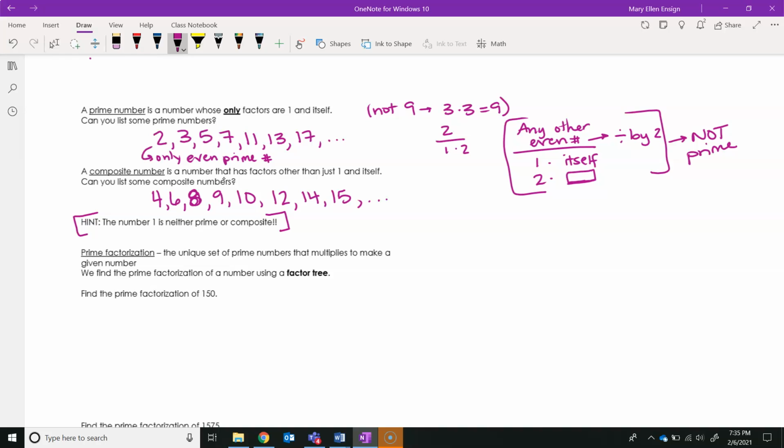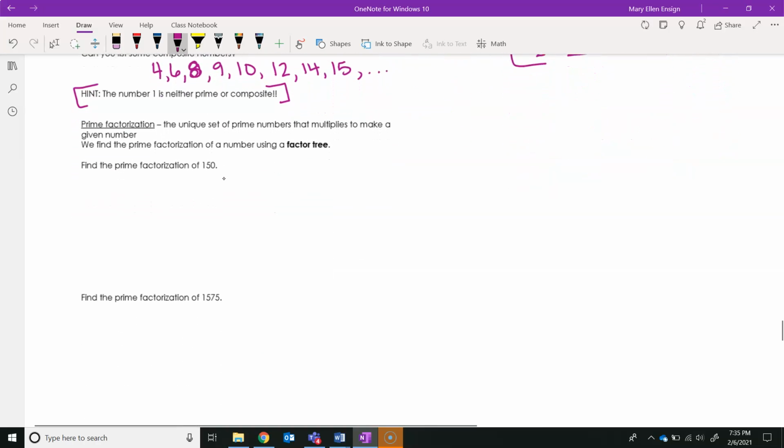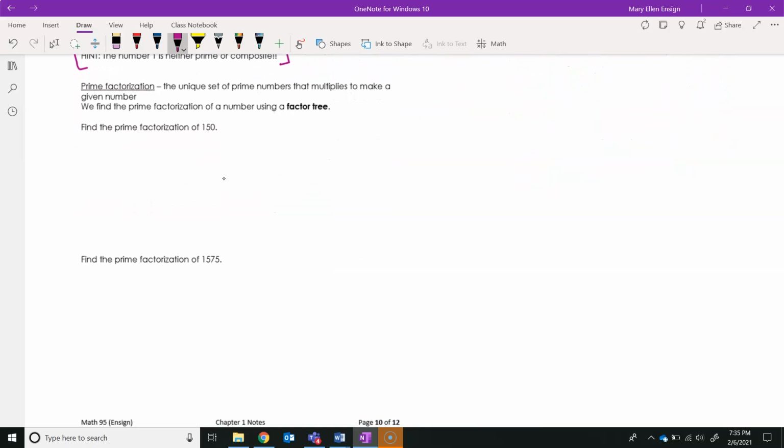So the number 2 is not only the only even prime number, it's also the smallest prime number. Okay, the prime numbers do not start with 1, they start with 2. So prime factorization, we had talked about this in one of the classes last week. Prime factorization is the unique set of prime numbers that multiplies to make a given number.